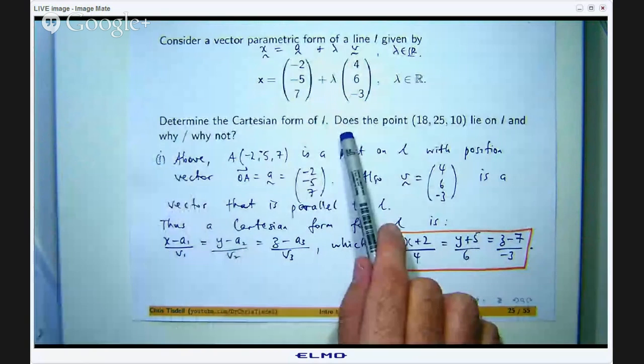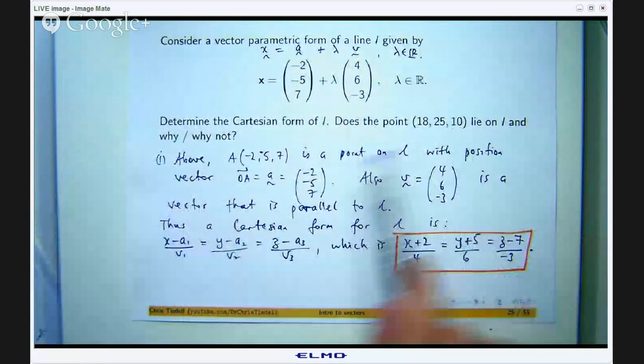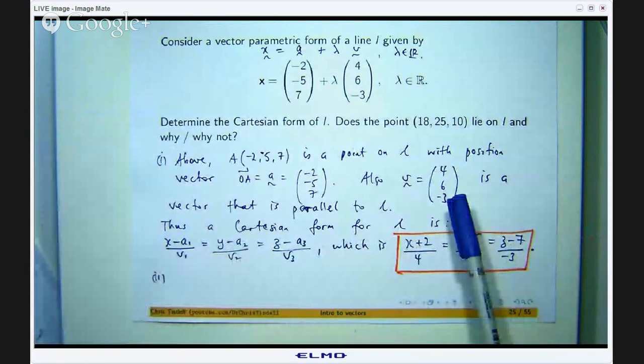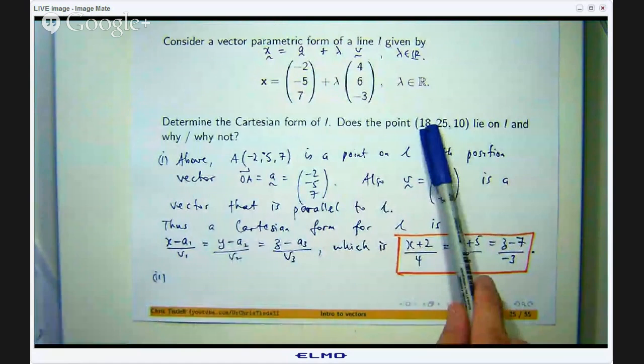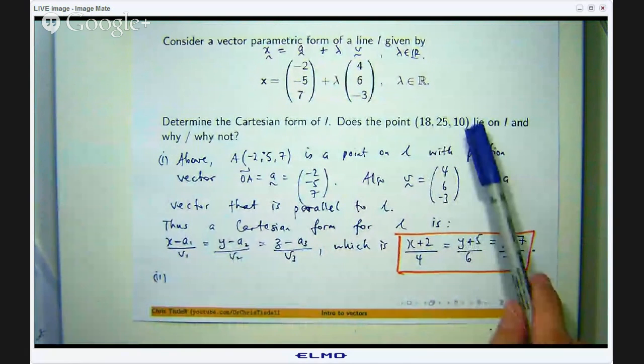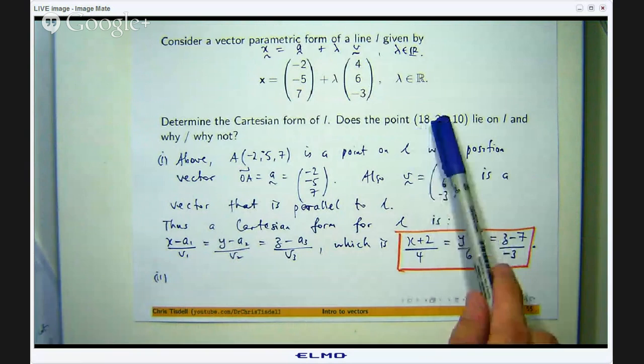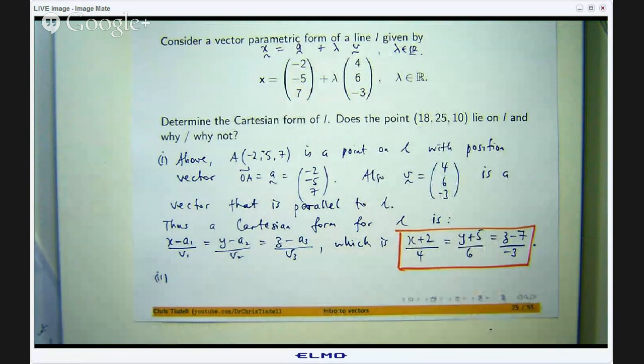Now the second part is, does the point 18, 25, 10 lie on the line L, and why not? Okay, so what we would like to do in solving this is to actually put this value into here, put this value into here, and put this value into here for x, y, and z respectively, and actually see if all our three parts are equal. If they're all equal, then this holds and this point does lie on the line. If one of them is not equal to the other ones, then the point does not lie on the line.